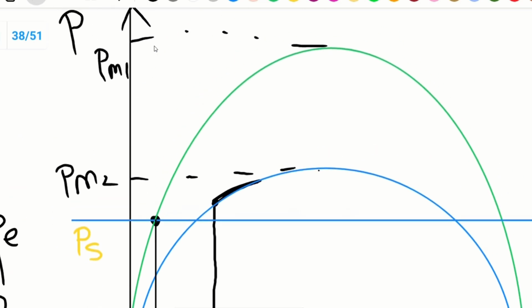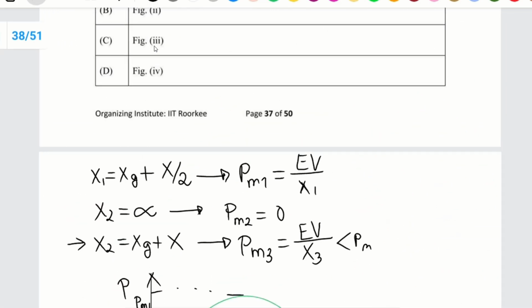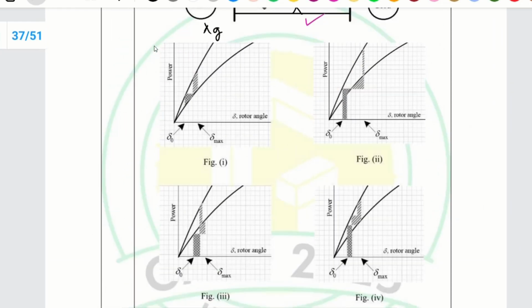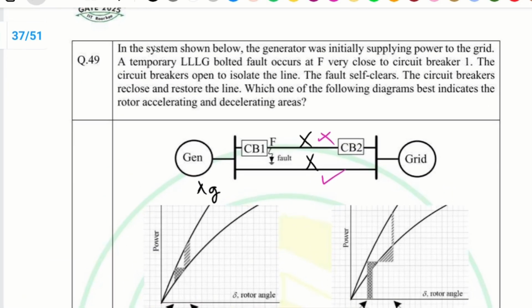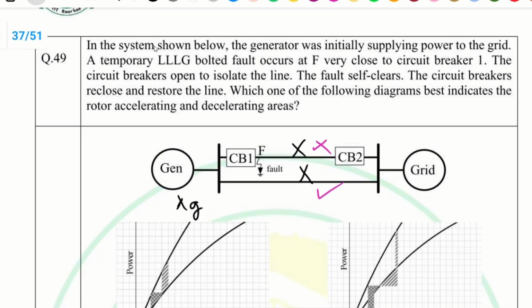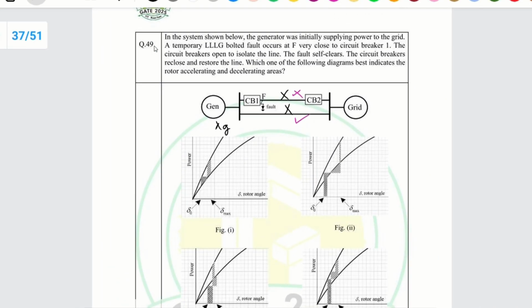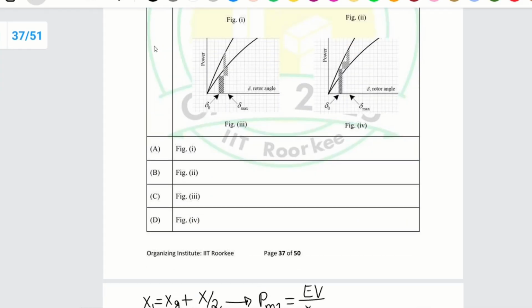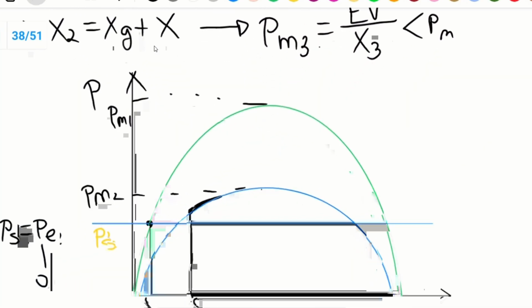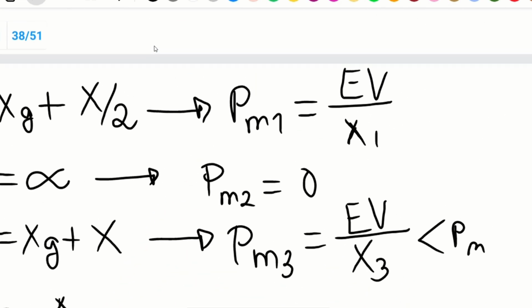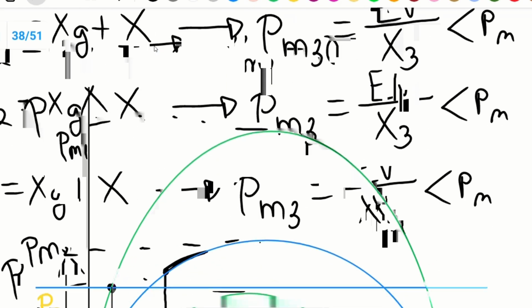Now, also in the question, it is given that after the isolation of the line, it has been restored and reclosed. That means the original condition has been restored. Let's say again at delta 2, the original condition has been restored by the circuit breaker. That means again the impedance is X1 and the operating point will move to the original curve here.